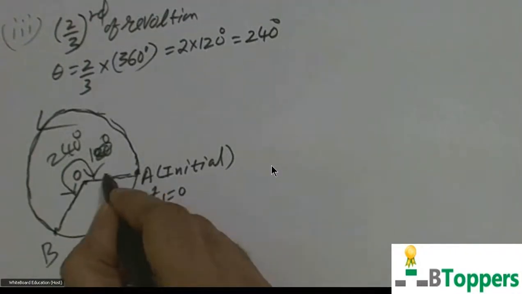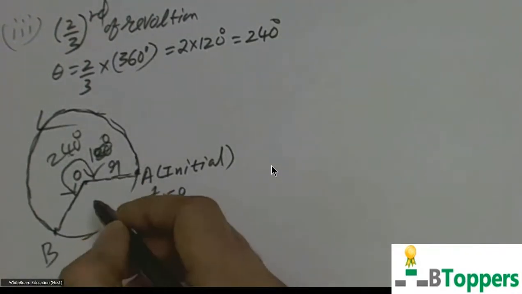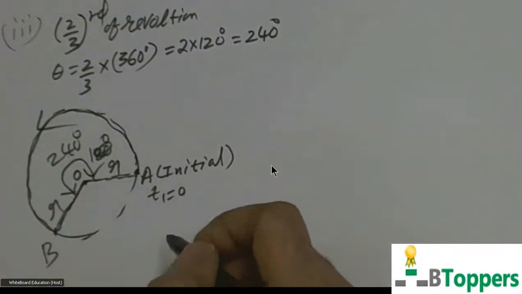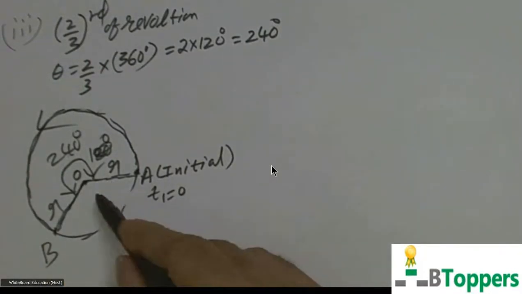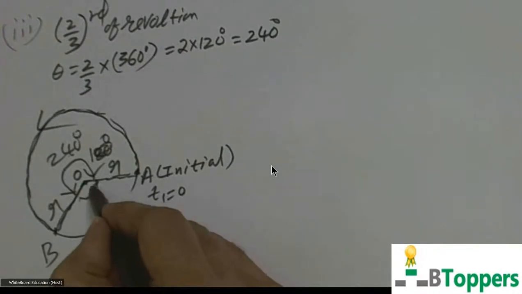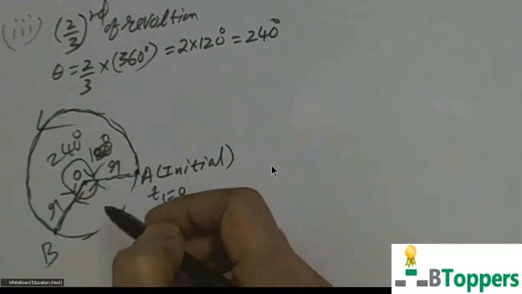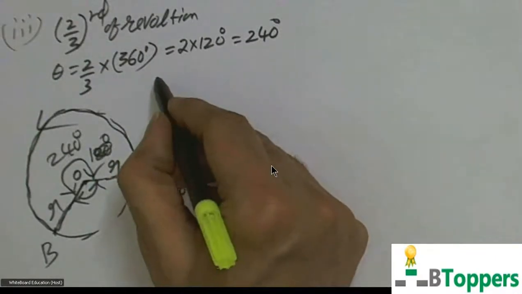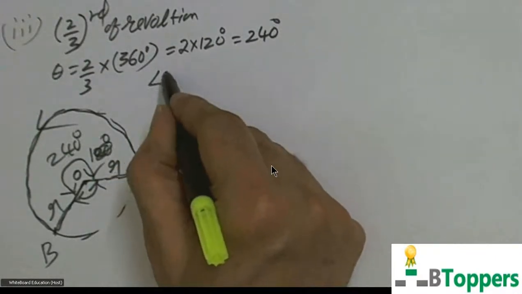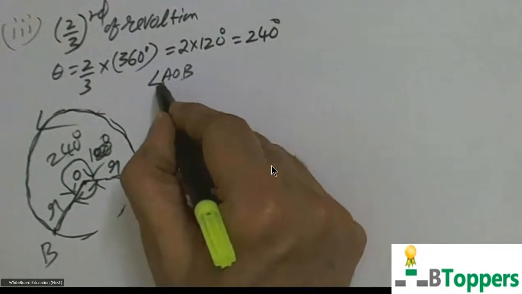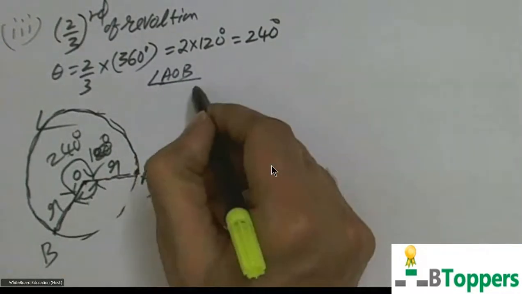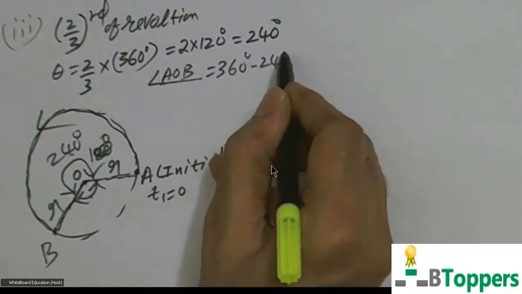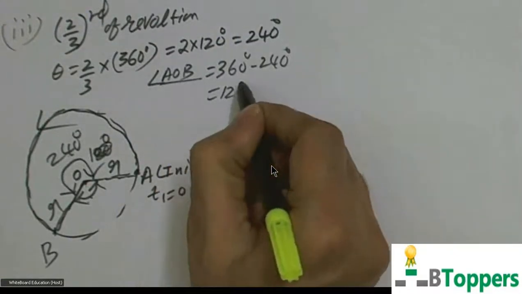Let O be the center of the circular path. Length of line OA equals radius of circle. Length of line OB is also equal to the radius of circle. That means in the figure, this particular angle AOB will be equal to the smaller angle AOB, I mean this angle, 360 minus 240 degrees or 120 degrees.